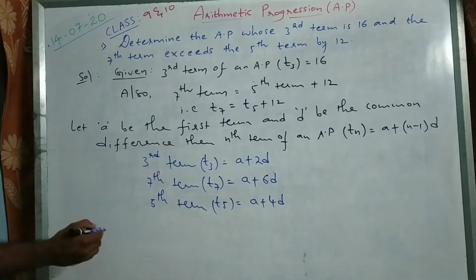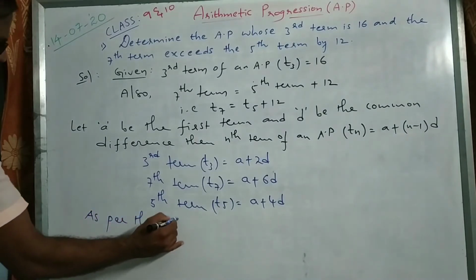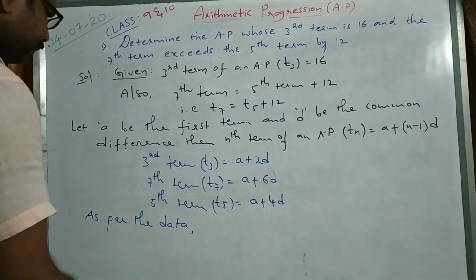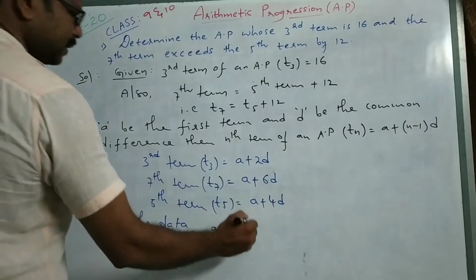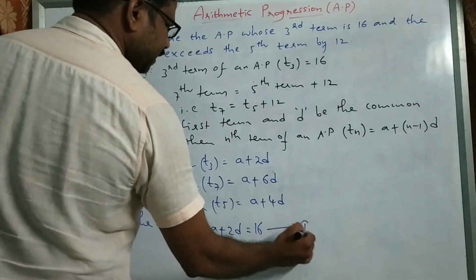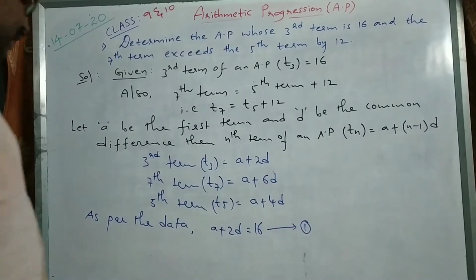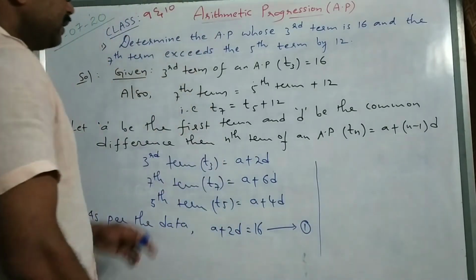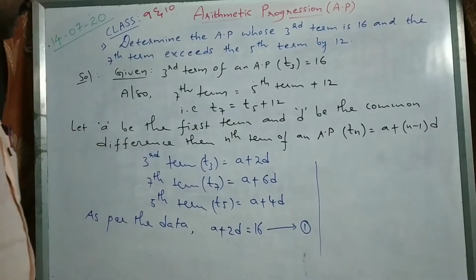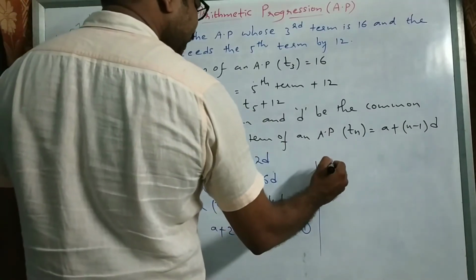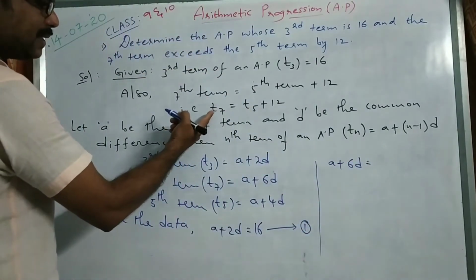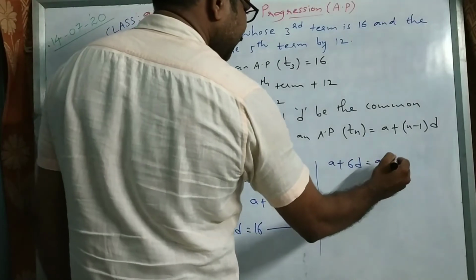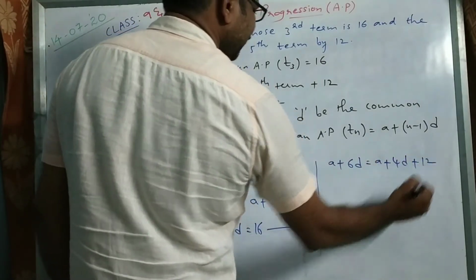Okay. So now, as per the data, what is given here? What is the third term here? a plus 2d equal to 16. Let it be equation 1. And what is the second one? Seventh term exceeds the fifth term by 12. What is the seventh term here? a plus 6d. I am putting the values. T7 means a plus 6d, T5 means a plus 4d, plus 12 as it is.